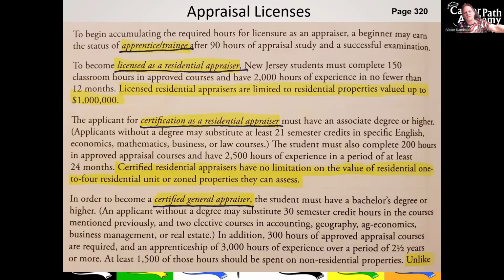Come on, guys, you should know this. Plus, you've got it in front of you. Apprentice trainee or a licensed residential appraiser.